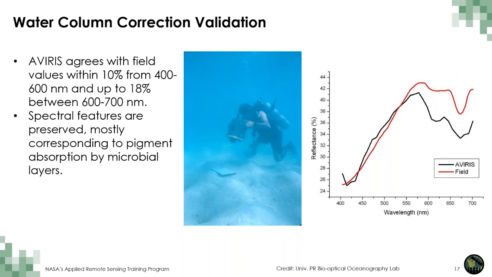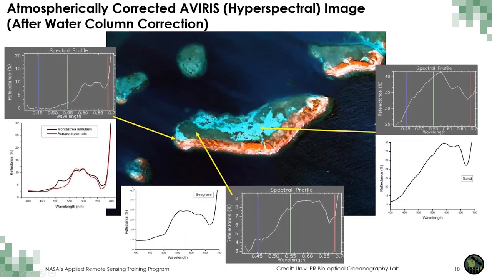And also, the AVIRIS sensor was not specifically designed for underwater targets. This might also be the reason for some of these differences between the in-situ data and the AVIRIS data. Now, after atmospheric and water column correction, the spectral signatures collected by both AVIRIS and the in-situ spectroradiometer are much more similar to each other.